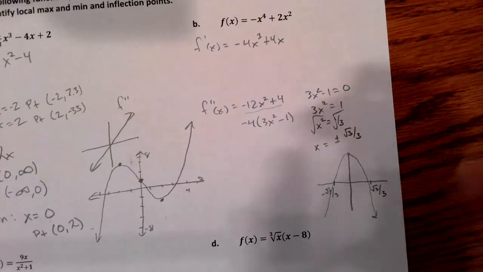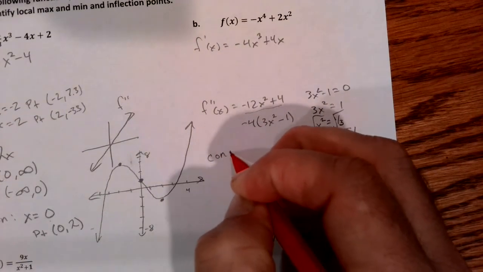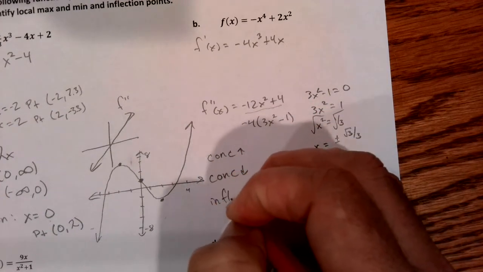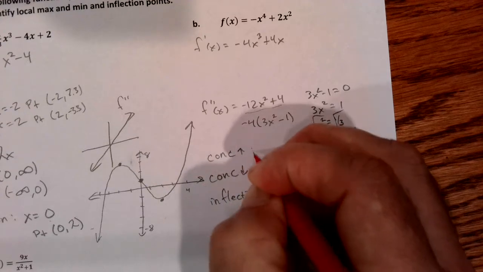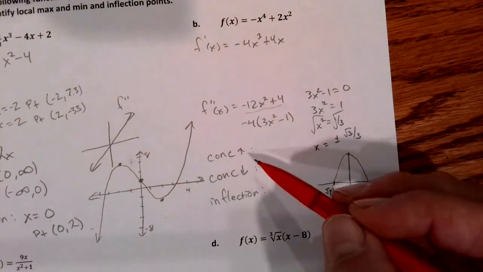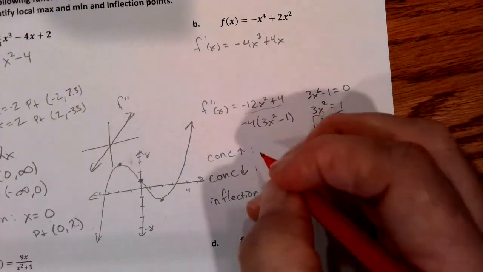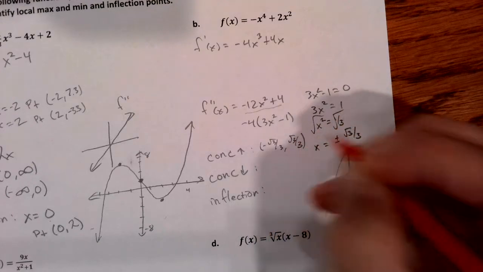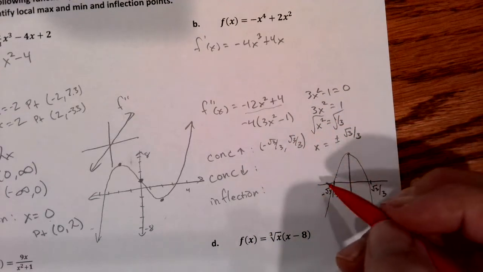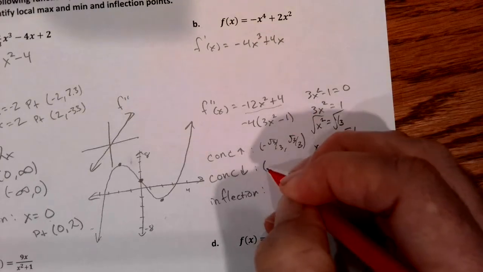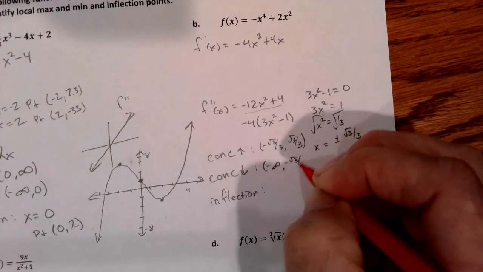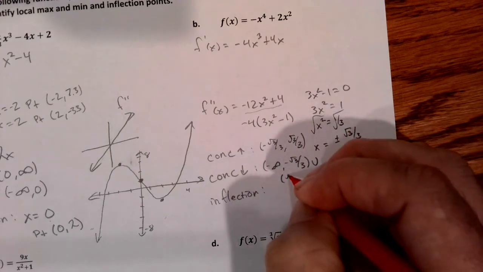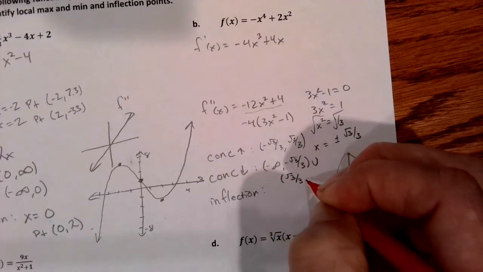There I have it. So when we're talking about concave up, concave down, and inflection, concave up is going to be from -root 3 over 3 to positive root 3 over 3. Concave down is going to happen here from -infinity to -root 3 over 3, union with root 3 over 3 to infinity.